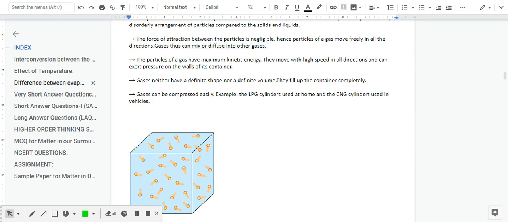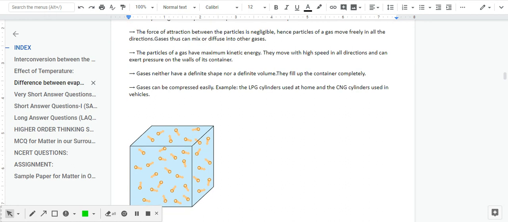That's why we can't predict how many gases are there nearby us. There are numerous gases that have diffused with each other without any kind of problem, right? Because their particles have a large amount of space in between them, so they can adjust anywhere. The particles of gas have maximum kinetic energy. They move with high speed in all directions and can exert pressure on the walls of the container.